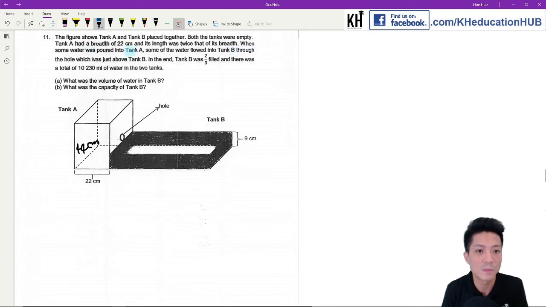Okay, when some water was poured into tank A, some of the water flowed into tank B through the hole which was just above tank A. So that's the hole here. In the end, tank B was two-thirds filled and there was a total of 1,230 ml of water in the two tanks. What was the volume of water in tank B?